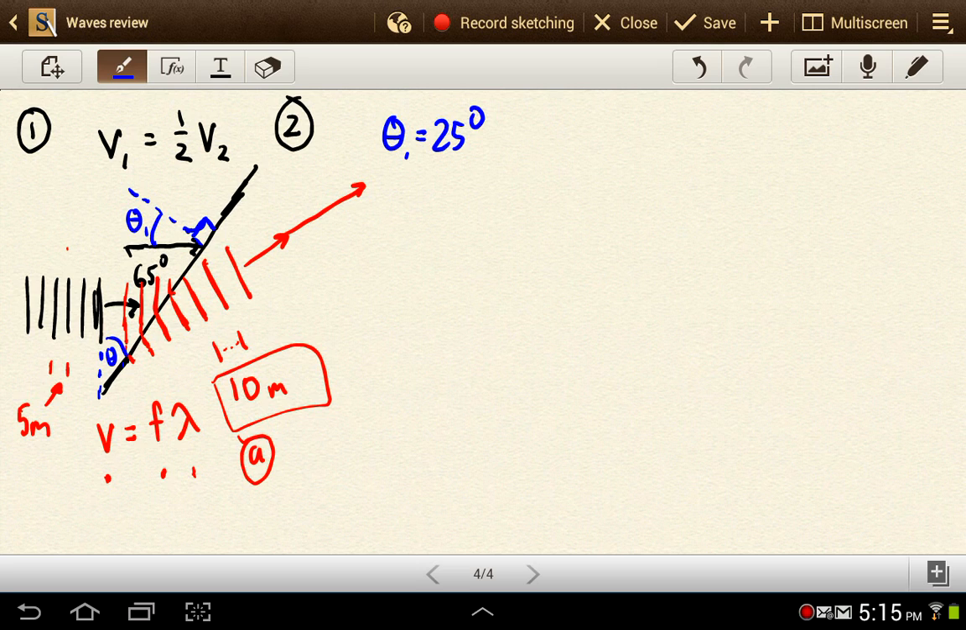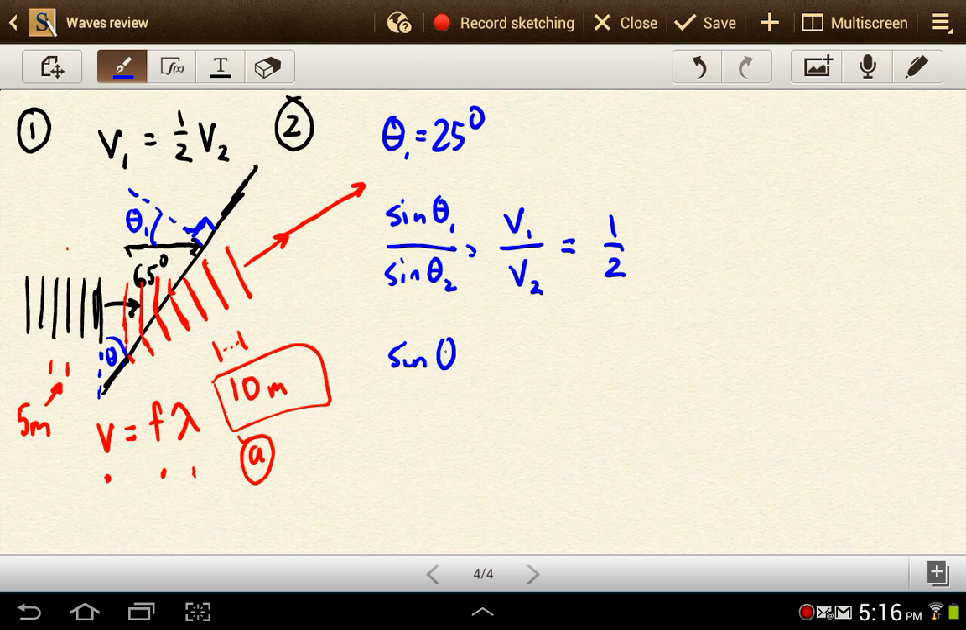And so the way you do this is, this is just a case where sine theta 1 over sine theta 2 equals V1 over V2. Okay? So since V1 is 1/2 of V2, then that's just going to be 1/2. And so you find the sine of theta 1 and the sine of theta 2. Right, double it. So sine theta 2 equals 2 times sine of 25 degrees, which is theta 1.